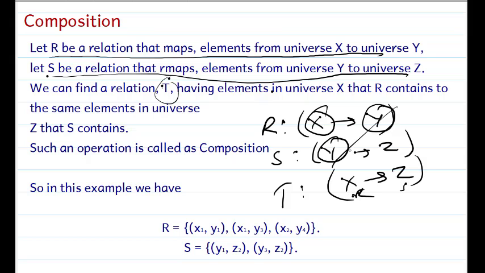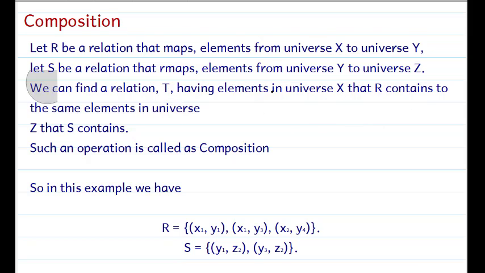Okay, so Y will not be there. We can say Y is acting as a bridge to create a relation between R and S such that in that relation we have X to Z. Y will not be there. Y is just acting as a bridge, we can say. Now this is actually called a composition. Whatever operation we are doing is called a composition.